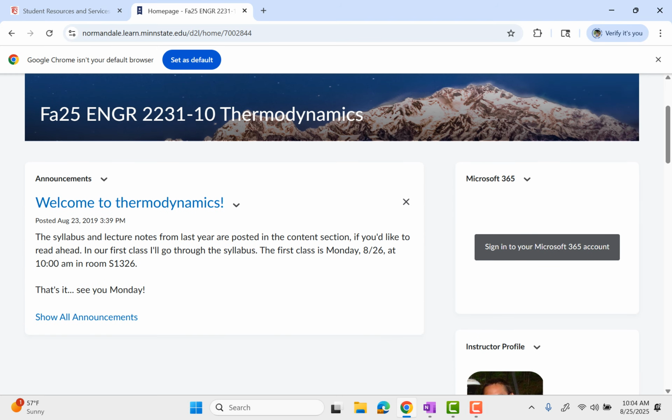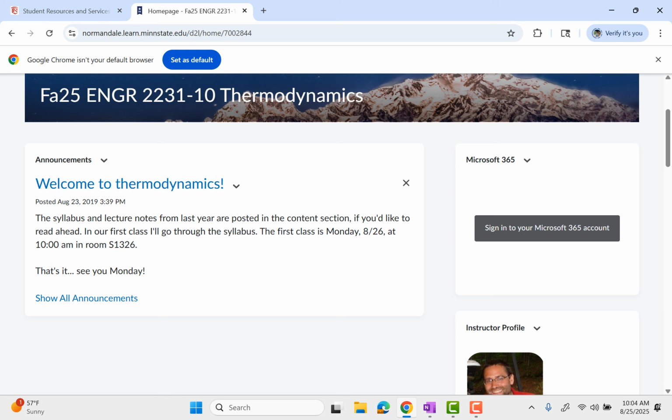The first thing when you get into any one of my classes, in any D2L page, you'll see the announcements. And in my classes, anytime I change anything in D2L or give you an assignment or anything you need to know about exams coming up or whatever, there's going to be an announcement here. So just get in the habit of going to announcements, I'd say every day, just to see if there's anything new there.